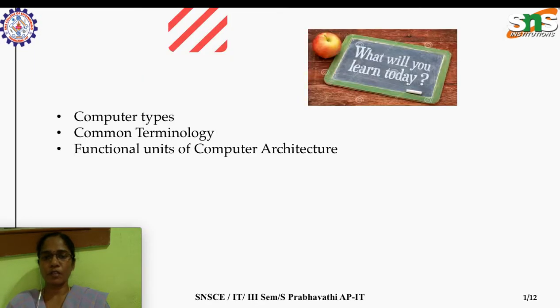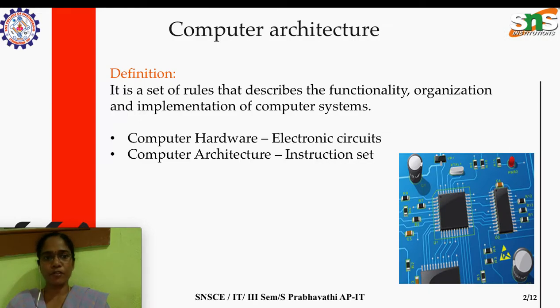So you will see about the functional units. Today you will be able to learn the types of computers and some of the common terminologies involved in computer architecture and the functional units of computer architecture. Okay, so first we will see the formal definition of computer architecture. It is a set of rules that describes the functionality, organization and implementation of the computer system. Mainly it describes the functionalities and design of various units of digital computer systems.